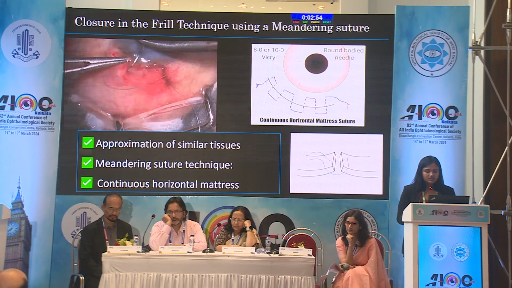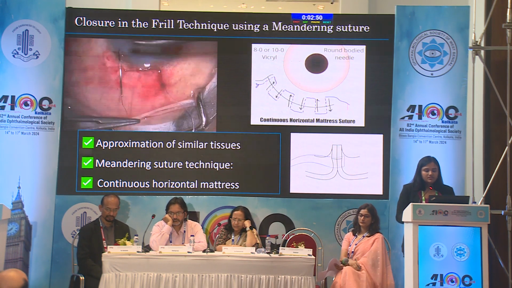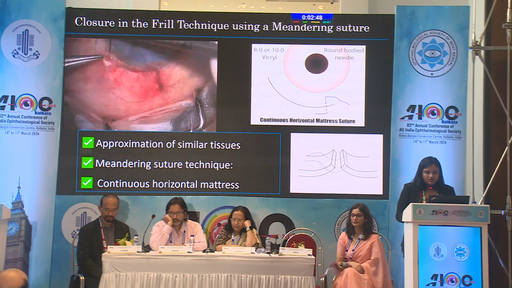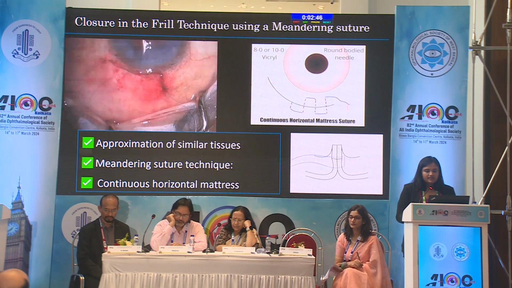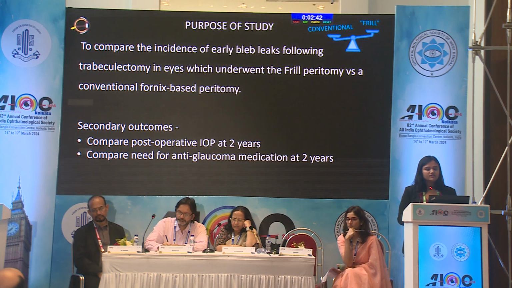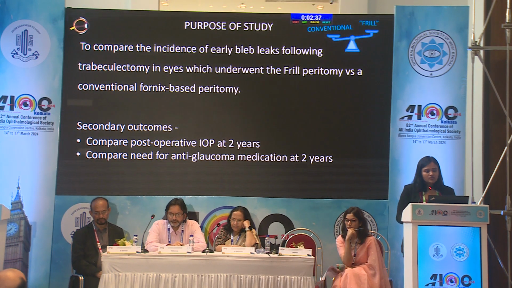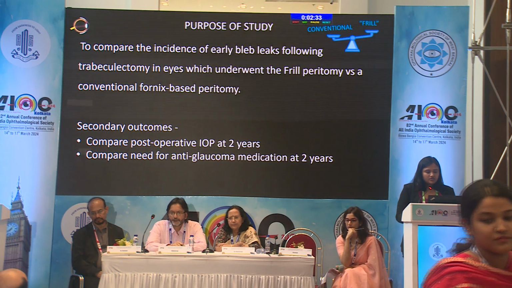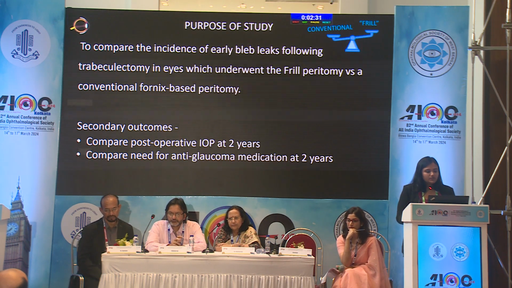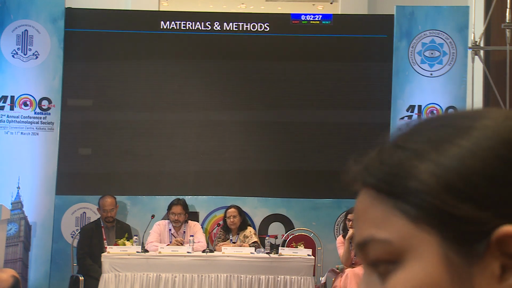Here when we tighten the suture thread, the wound is approximated with slight eversion, possibly causing better healing. So the purpose of our study was to compare the incidence of early bleb leaks following trabeculectomy in eyes which underwent the frill peritomy versus a conventional fornix-based peritomy. And the secondary outcomes were to compare the post-operative IOP at 2 years and also to compare the need of anti-glaucoma medications at 2 years.